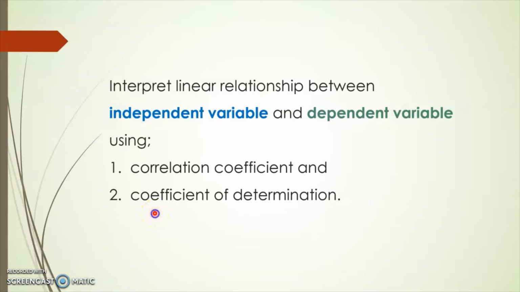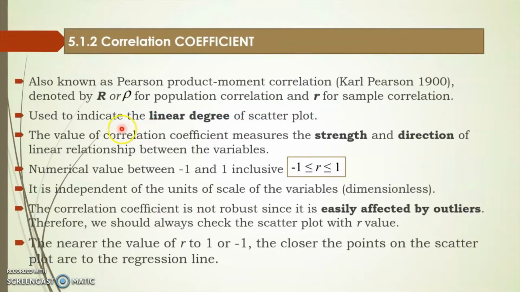Okay, so let's go to the first one, which is correlation coefficient. It is also known as the Pearson product moment correlation, and the notation used for population is capital R, and a small letter r for the sample correlation. Okay, it is used to indicate the degree of a linear relationship between independent and dependent variable. So the correlation coefficient measures the strength and the direction of the linear relationship.